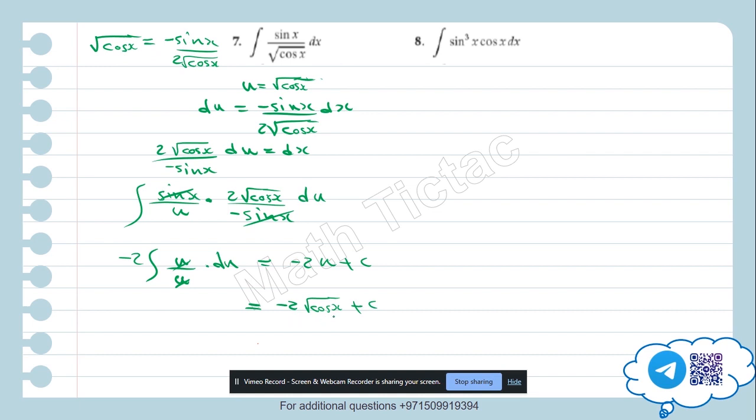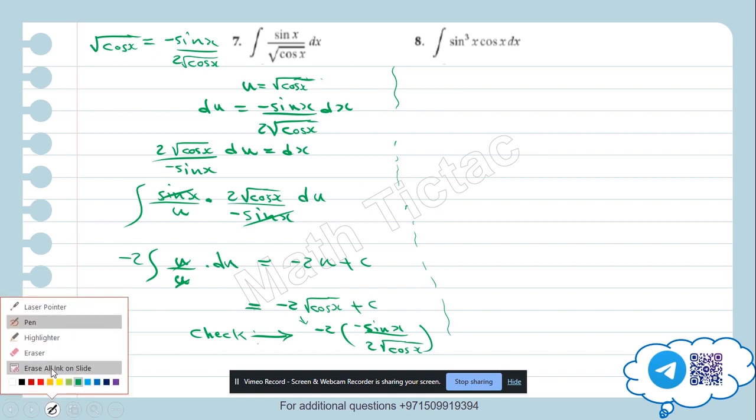Now you can find the derivative of that, just to make sure to check if your solution is correct or not. It will be minus 2 multiplied by the derivative of what is inside the root, which is minus sine x over 2 square root of cosine x. So the minus with minus is positive, 2 with 2 eliminated, that will leave me with sine x over square root of cosine x. So this is the check. You can check your solution by finding the derivative.